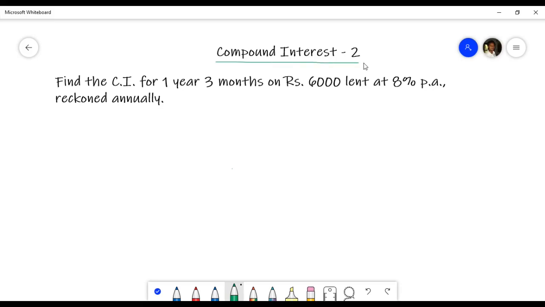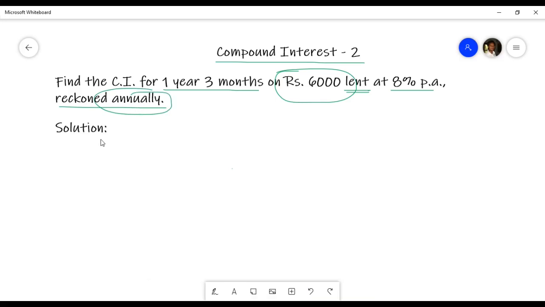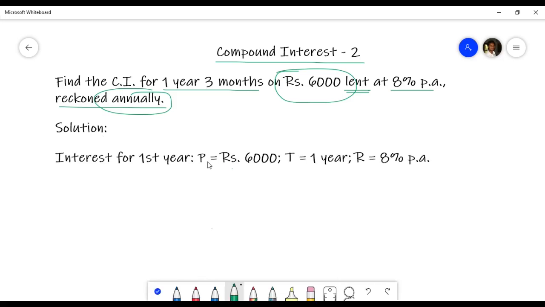We are learning the lesson compound interest, and today we will learn how to find compound interest for 1 year 3 months on rupees 6,000. So this 6,000 is the principal, lent at 8% per annum, reckoned annually, taking the interest annually. So when we take interest annually, time is taken as 1 year.